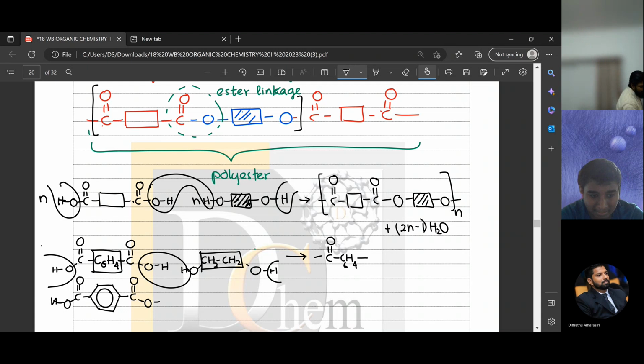Now what is the hexagon? What does it tell? Actually 6 carbon atoms are there.